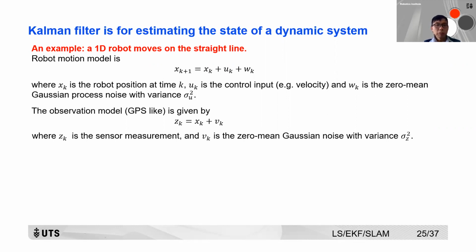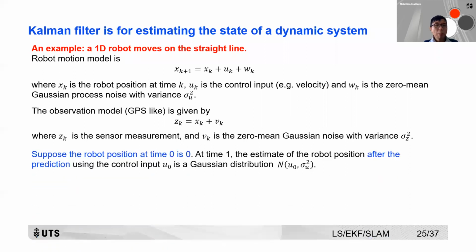The observation model, we assume, is something like a GPS. It can measure the position itself. So z_k is just x_k plus noise, and this noise is also zero mean Gaussian with variance sigma_z squared. So we have the process model and the observation model, and both the process noise and the observation noise follow a zero mean Gaussian distribution with certain variance.